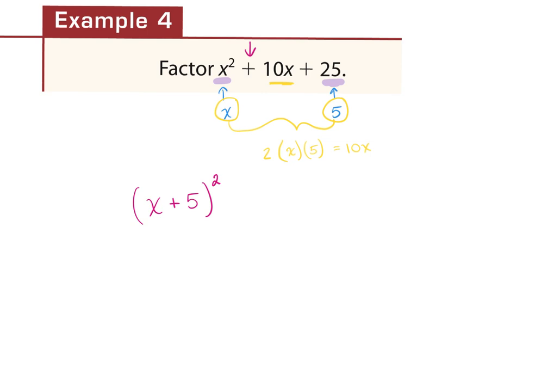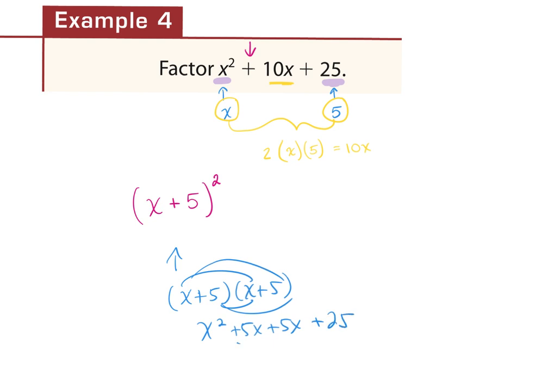You can check it. This is the same thing as saying x plus 5, x plus 5. Foiling it: x squared, plus 5x, plus 5x, plus 25. That is going to be the same thing. So I know that that is my answer, and it is correct.